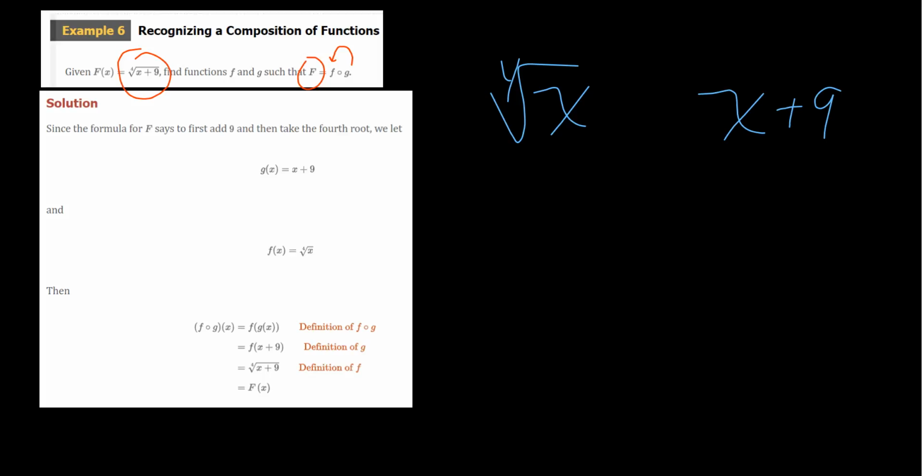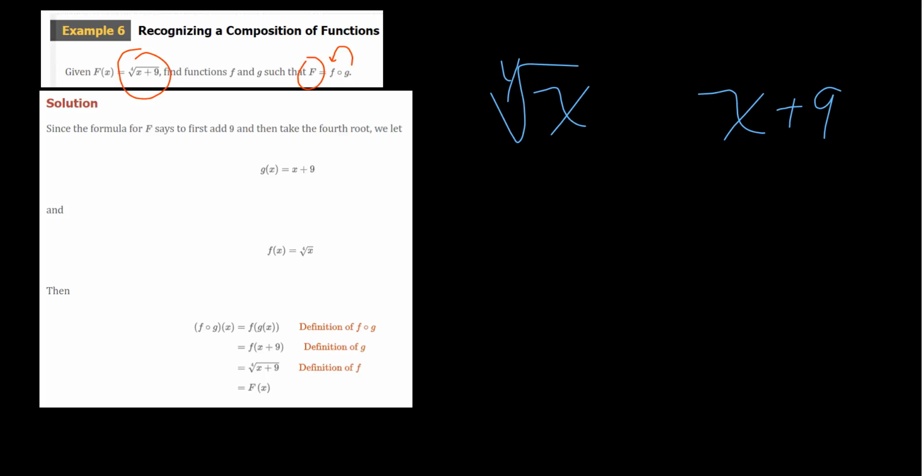So given, this is just a big F, big function, is the fourth root of x plus 9. Find the functions f and g such that the big function is g of x plugged into f of x. Okay, so what we'll do is we'll look at this function here. We know that it looks like it's broken down into the fourth root of some x and x plus 9. It's broken down into these two functions, right?